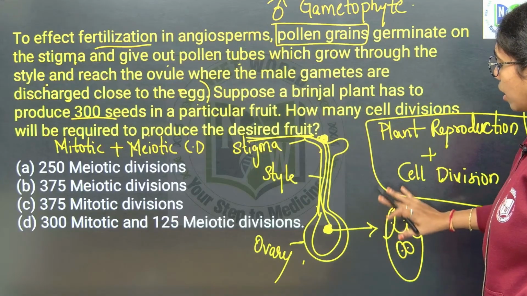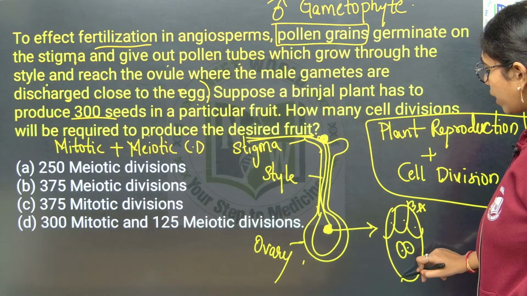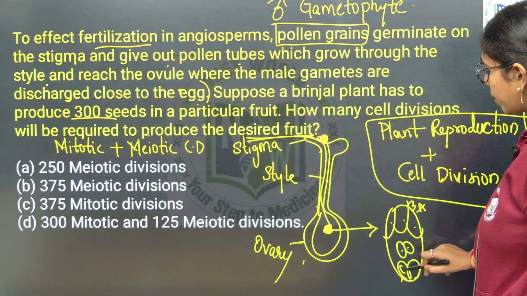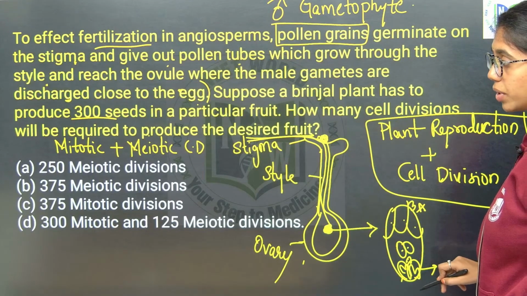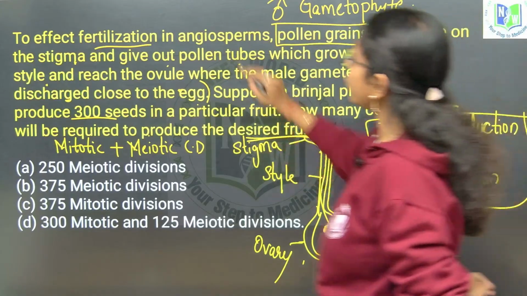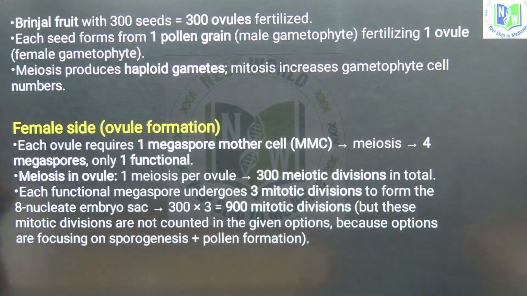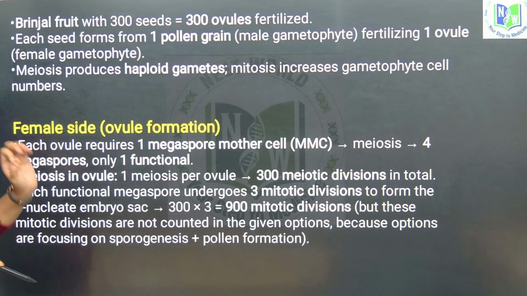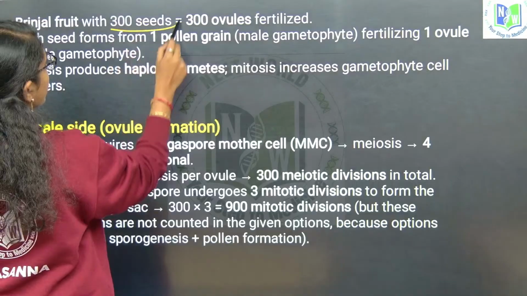So, at the chalazial end it has 3 antipodals, and at the micropylar end 2 synergids are present and 1 egg cell. The 3 combined we will call the egg apparatus, and at the center the polar nuclei are there. Here, in continuation, in the question, a brinjal fruit is having how many seeds? 300 seeds.